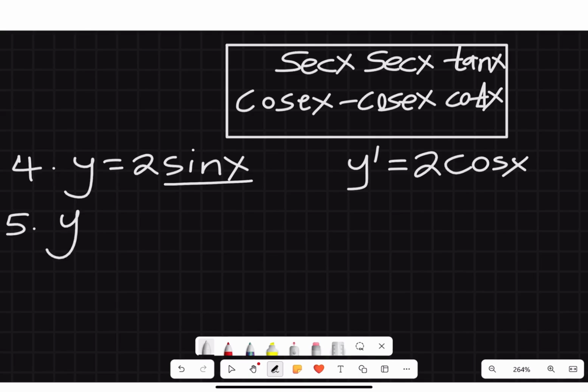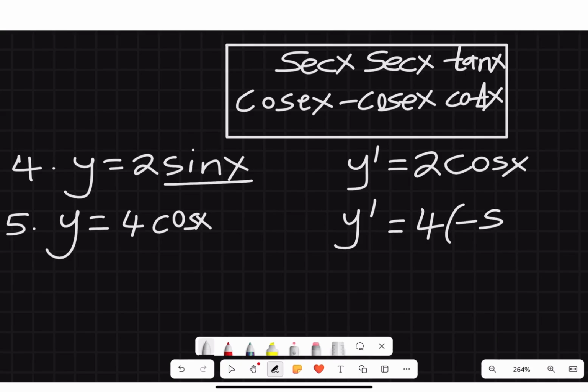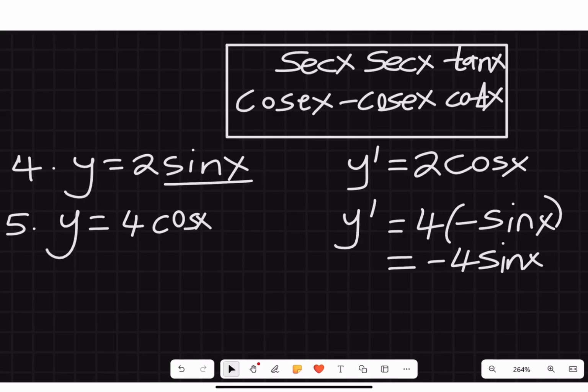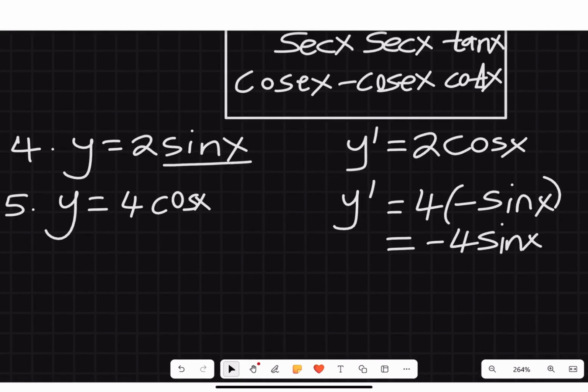Let's do number 5. Number 5, you have y equals 4 cos x. Now let's do the derivative. Y prime would be, remember the constant will remain, so 4 will still be there. The derivative of cos x is sine x with a negative, right? So it's negative sine x. And then we're going to multiply the 4, so I'm going to have negative 4 sine of x. All right? Perfect.